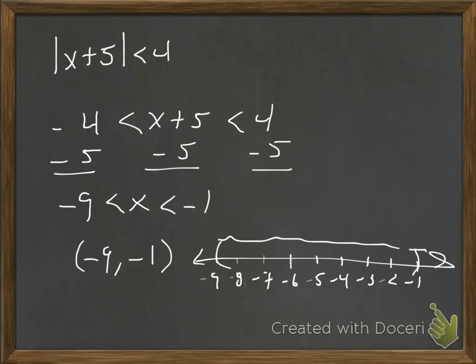Now, I claimed that x plus 5 in absolute value measures the distance from negative 5. So here we are standing at negative 5. To go to negative 1, I'd have to travel 1, 2, 3, 4 units. And I didn't want to exceed 4 units in the original problem, so that looks good. Or if I go 1, 2, 3, 4 the other way, I don't want to exceed 4 units, so I get all the way out to negative 9. So that's what it looks like on the picture. Okay, so that's an AND.